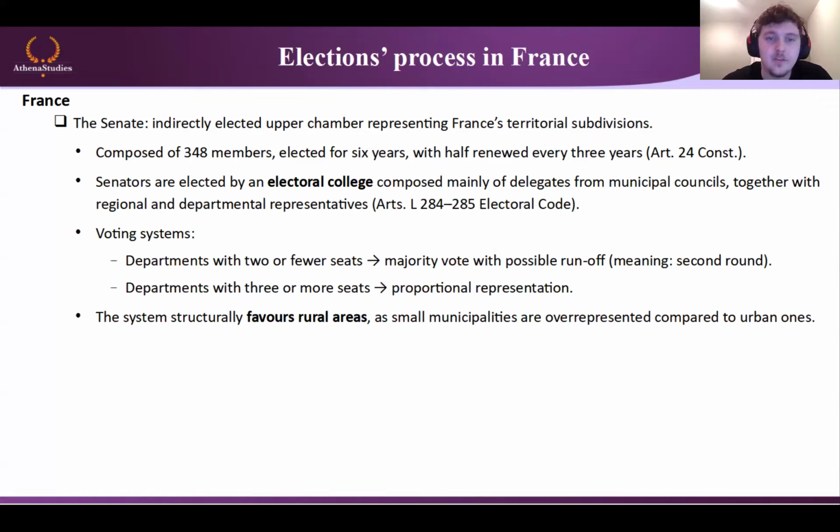The senators are elected by an electoral college composed mainly of delegates from municipal councils, together with regional and departmental representatives. And so the voting system: departments with 2 or fewer seats vote through a majority vote with possible runoff, so with a possible second round, and departments with 3 or more seats vote through proportional representation. And so this system structurally favors rural areas, as small municipalities are overrepresented compared to urban ones in practice. So that's very good.